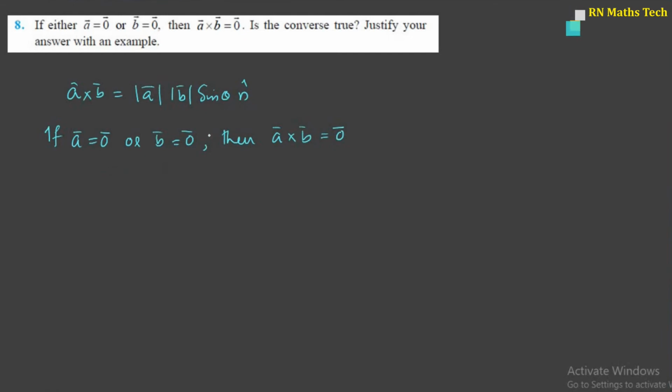Converse means: if the cross product of two vectors is a zero vector, then it is not necessary that A equal to 0 or B equal to 0. The dot product will control. So the converse is not true. If these two vectors are parallel, if we choose any two parallel vectors, the converse is not true.